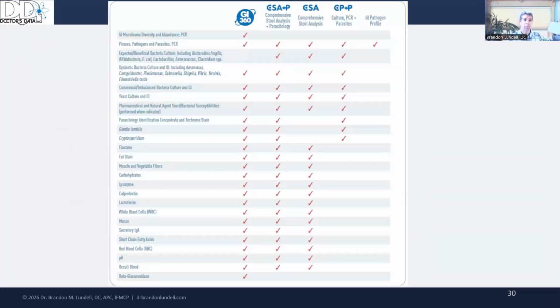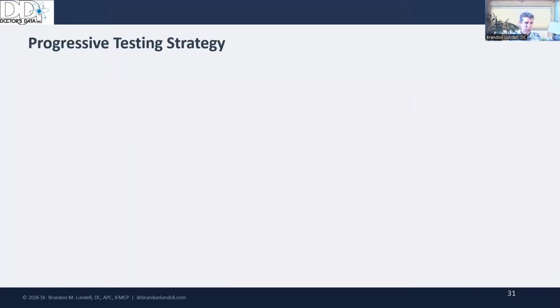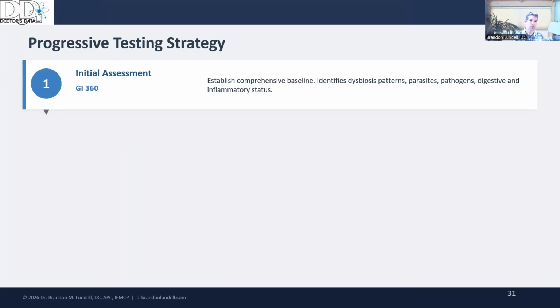So this is just another way of looking at this. Doctor's Data has a really good PDF that you can download online, and it's their whole GI testing PDF, and it goes into a lot of these things. So this is just what you get and what you don't get. So my progressive testing strategy is always start with a GI 360, even if they've done a GI map or they've done other tests. The GI 360 is the most comprehensive test on the market. There's no doubt about it.